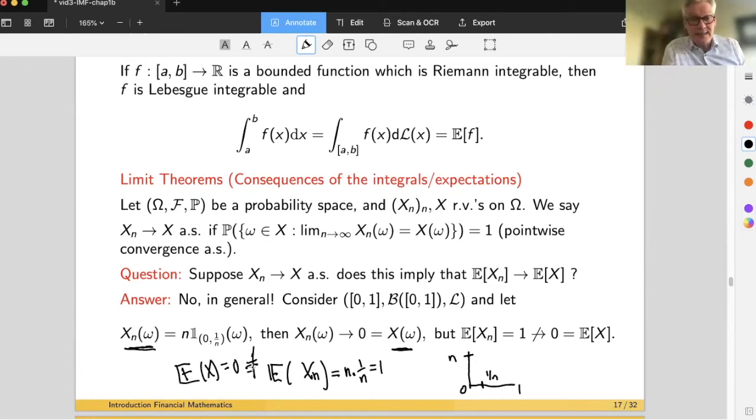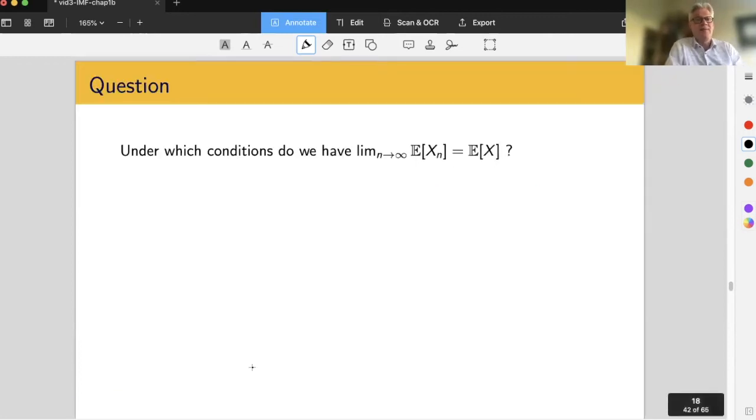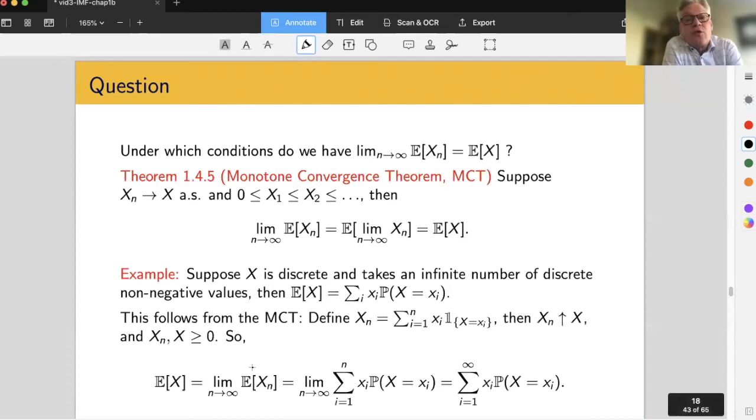So when is it then the same? Not in general, but when is it the same? The question is, under which conditions do we have that the limit as n goes to infinity of the expected value of xn is equal to the expected value of x? The first theorem tells you that this is possible. It's an important theorem. As you see from the name, monotone convergence theorem, we often abbreviate it on the slides with MCT. And in the book, this is theorem 145.